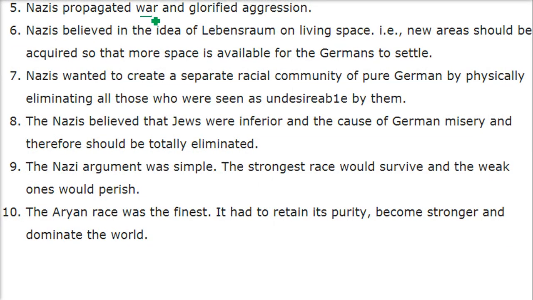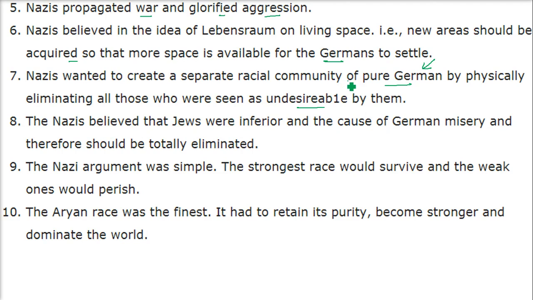Nazis also propagated war and they glorified aggression. They believed in their idea of Lebensraum, or living space, that is, new areas should be acquired because they wanted the Germans to settle and gain more resources. For that, acquiring land is a good idea. Nazis wanted to create a separate radical community of pure, clean Germans by physically eliminating all those who were seen as undesirable by them.